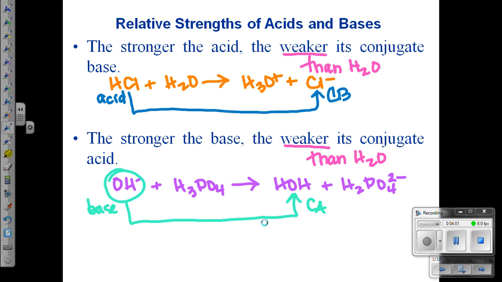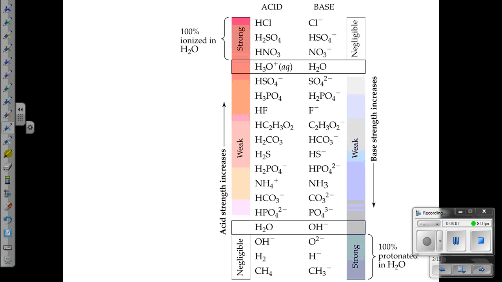Okay, so now what I want to do is look at a chart. This is in your book. It's actually on page 672 in your book, so if you want to reference it later, you can. But this is just showing you a comparison between acids. Strong acids are at the top, weak acids are at the bottom, or negligible acids are at the bottom, and then bases are kind of flipped.